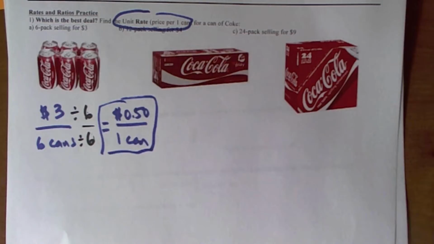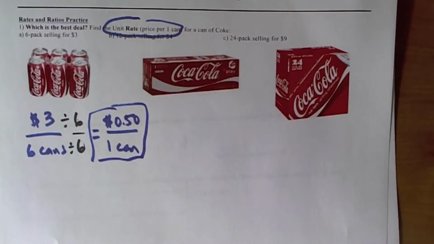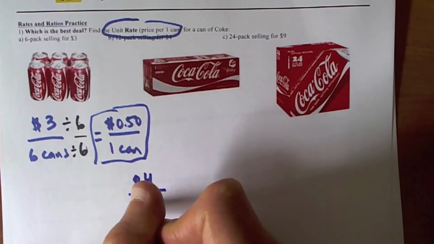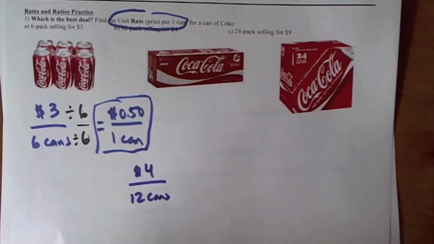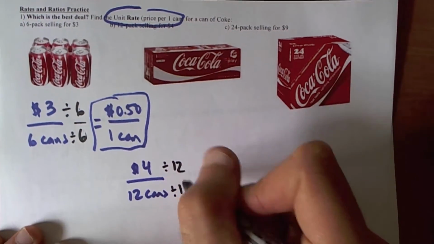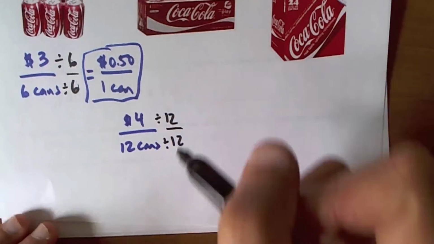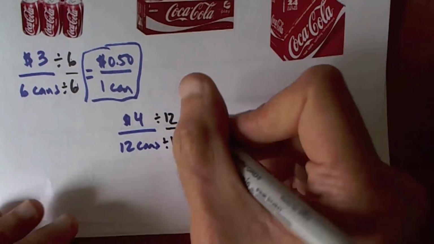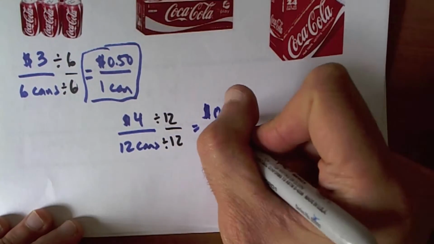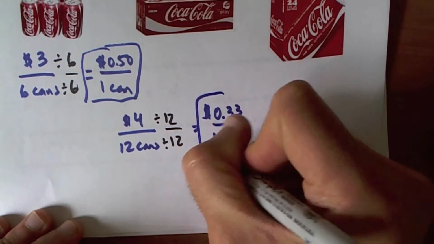All right, why don't you go ahead and pause the video, see if you can figure out which is the best deal. Okay, so hopefully you paused the video. I'll just work these out really quickly. So if I take $4 for 12 cans, divide by 1, right? This is just 1. 12 over 12 is just 1. So 4 divided by 12 is 1/3, or 33 cents for 1 can.